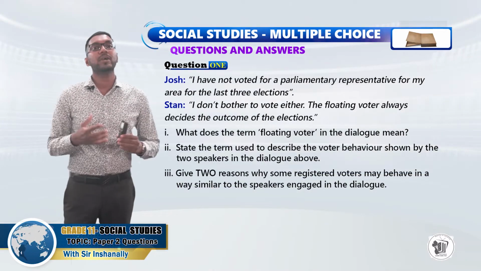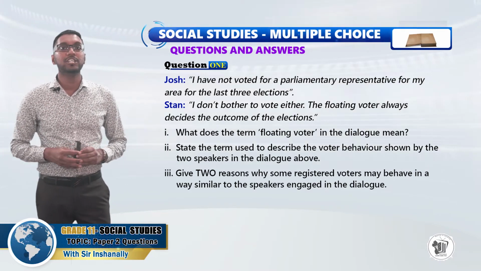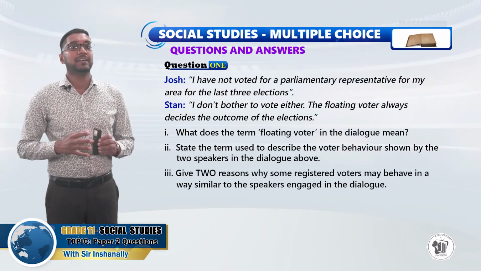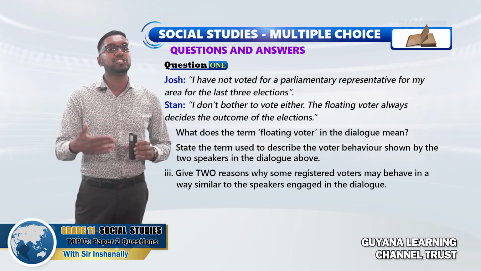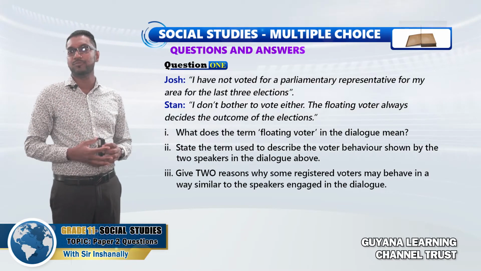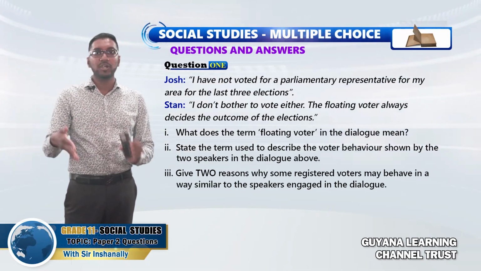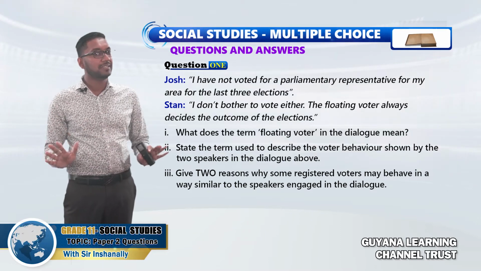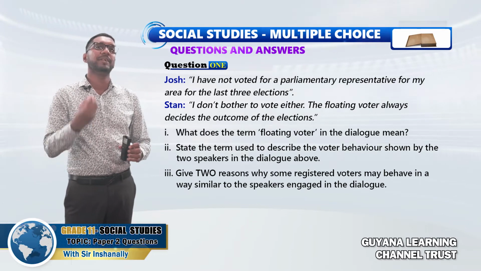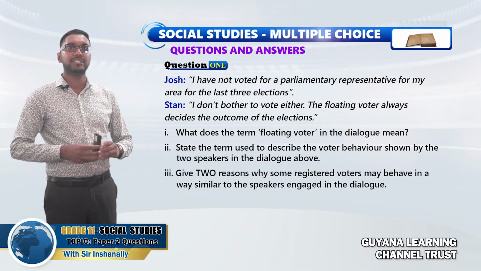Now, as it relates to question 3, class, give 2 reasons why some registered voters may behave in a way similar to the speakers engaged in the dialogue. Can you think of two reasons why some registered voters may decide that on elections day, they're going to stay home, they're going to stay in bed, they're not going to go out and vote? What are two reasons why someone may choose not to go to the polls to vote on elections day?